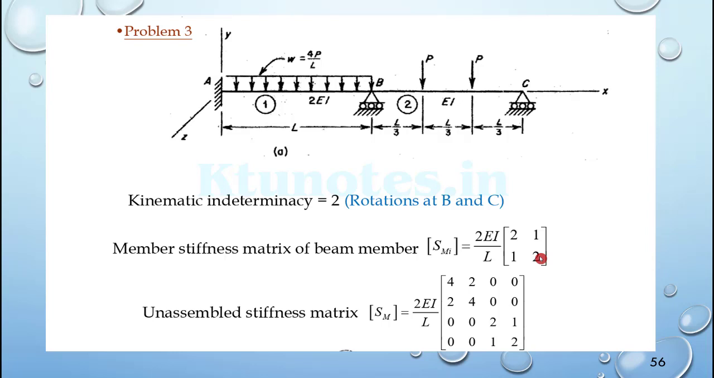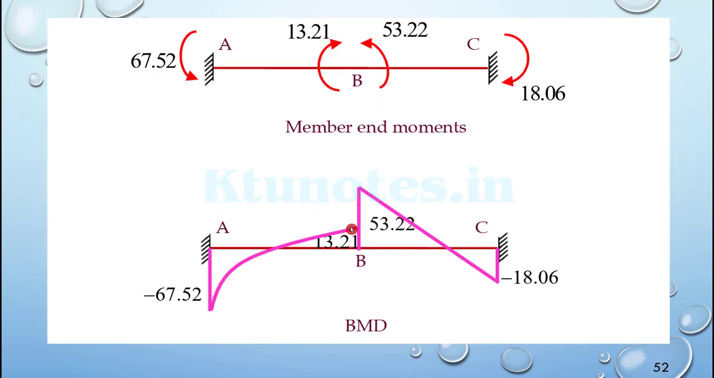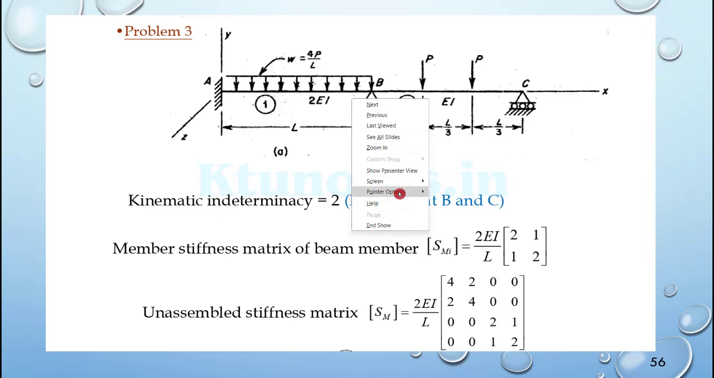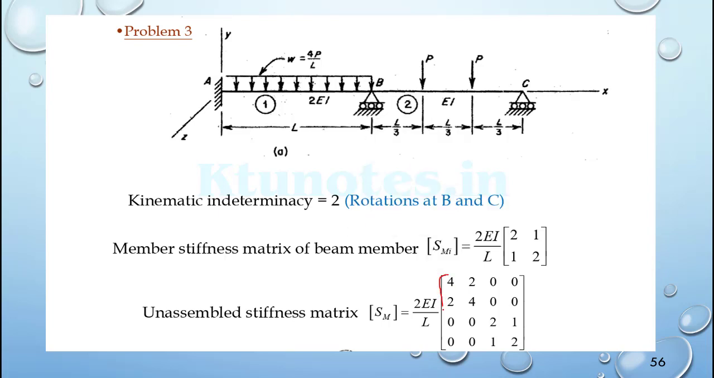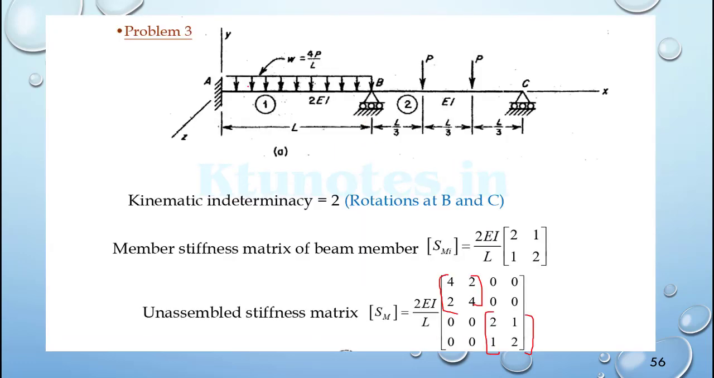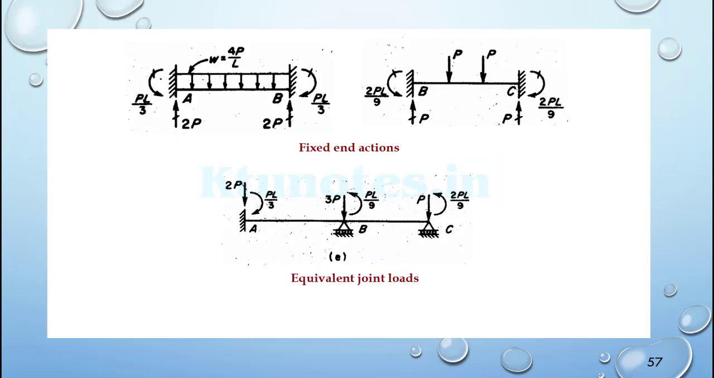And the unassembled stiffness matrix SMI is equal to 2EI by L into this matrix. This one will be for the beam AB, and this is for the beam BC. Now we are making the beam fixed ended, as there is no joint load. We will convert this UDL and the P loads to equivalent joint loads, as we are making a fixed beam with the UDL.